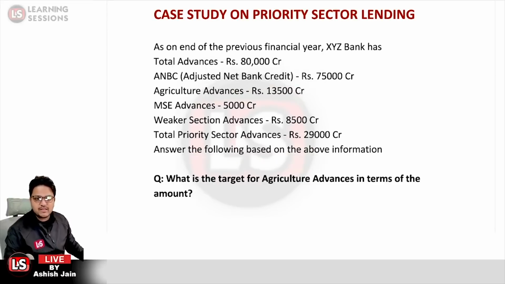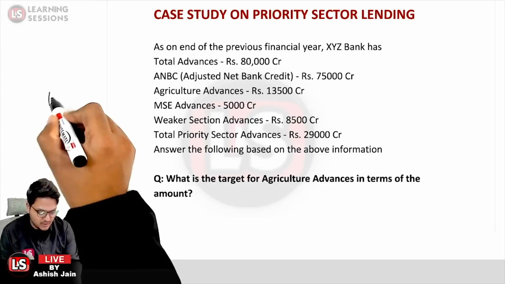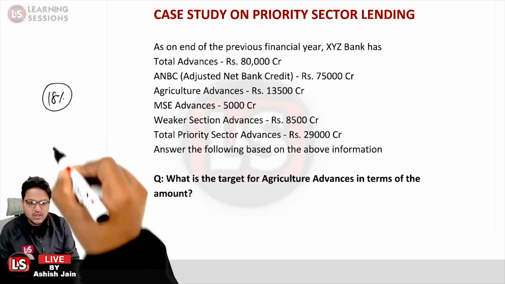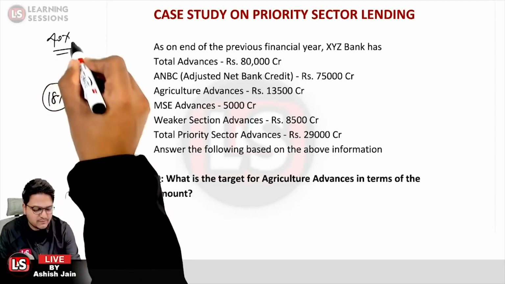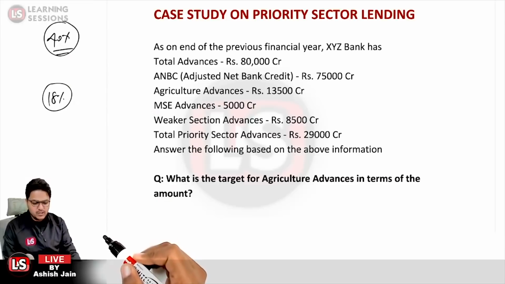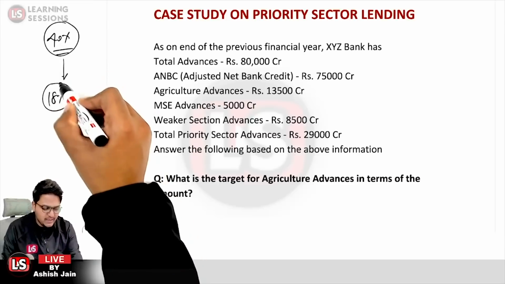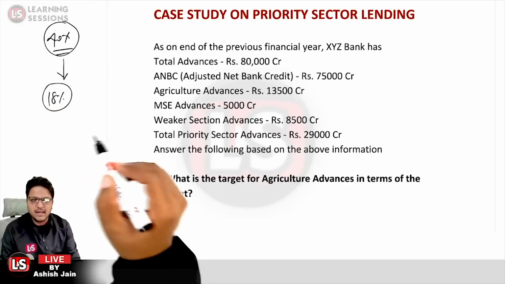Question number 1 says, what is the target for agriculture advances in terms of the amount? So you must be knowing first of all that the target for agriculture under the PSL is 18%. The overall target is 40%. If nothing is mentioned, we will take this for the scheduled commercial banks only. And out of 40%, 18% target goes towards the agriculture target.